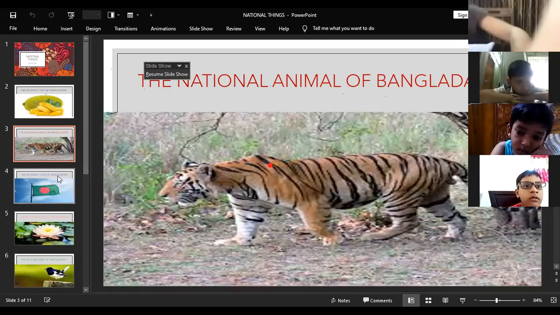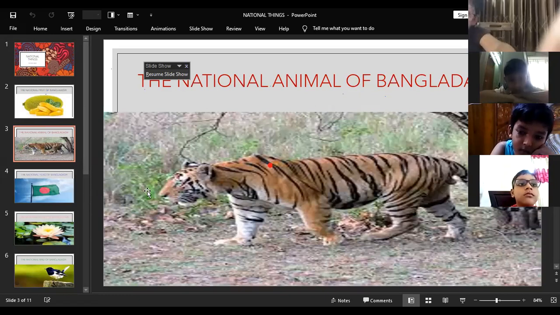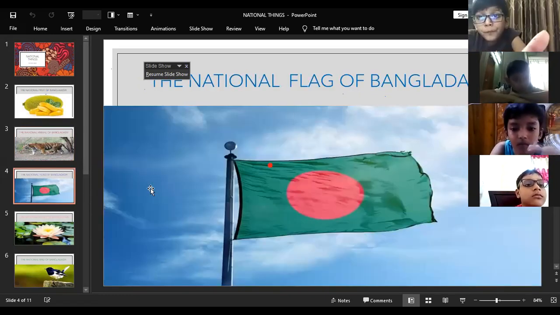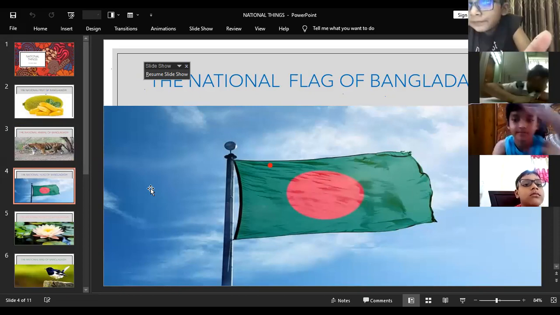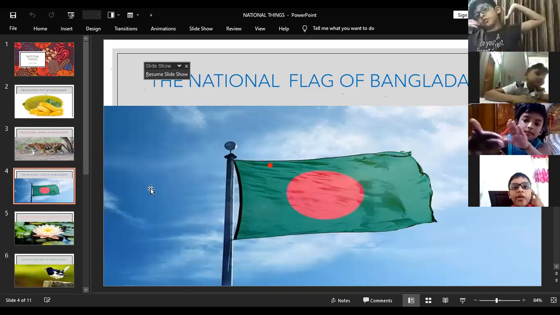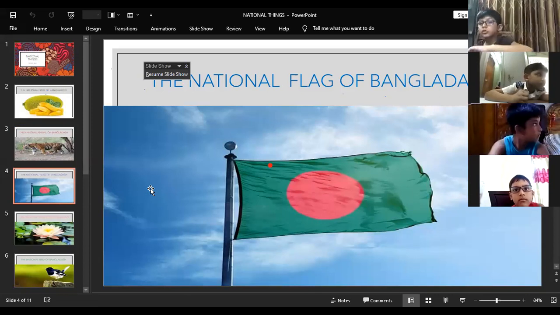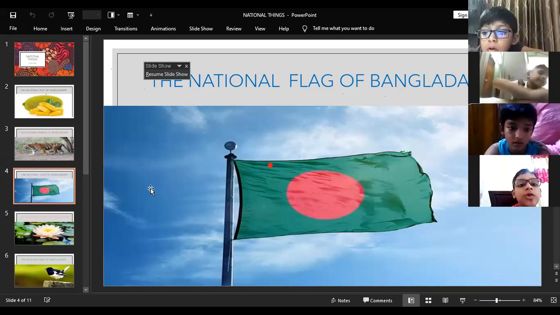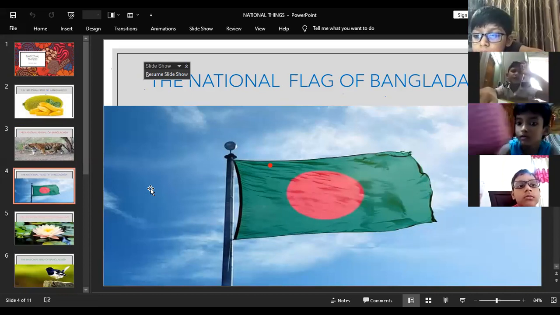Okay. Tarat Mashton, please tell me how many colors are in our national flag? Green and red. Yeah. There are two colors in our national flag. These are green and red.